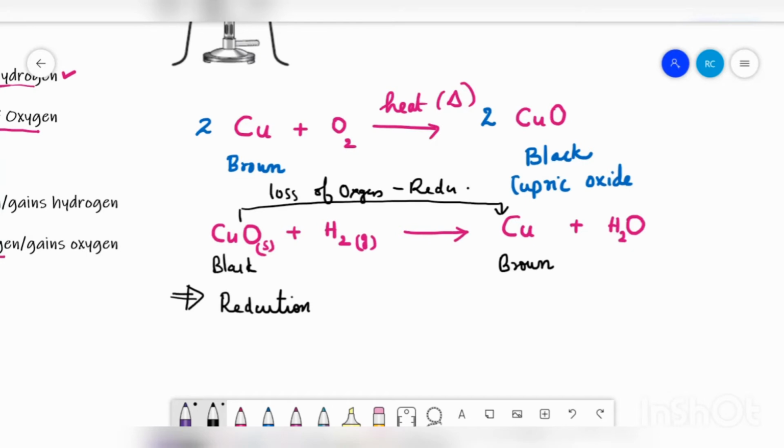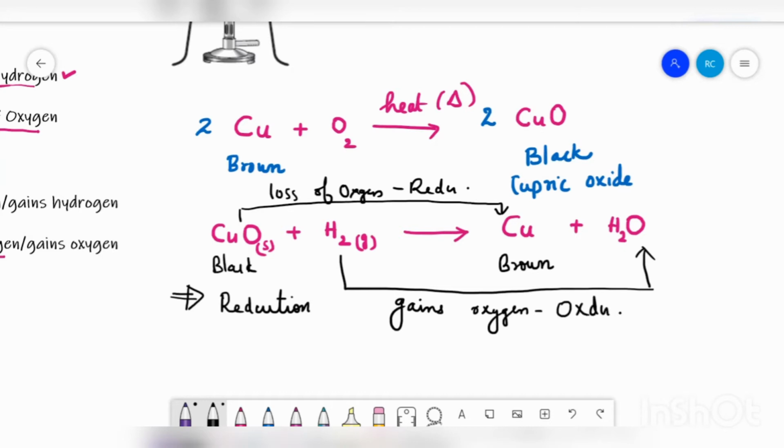And what happened to hydrogen? Hydrogen gains oxygen here, so that is oxidation. So this reaction is undergoing both oxidation as well as reduction. These reactions together we call a redox reaction, oxidation along with reduction. So we call these reactions redox reactions.